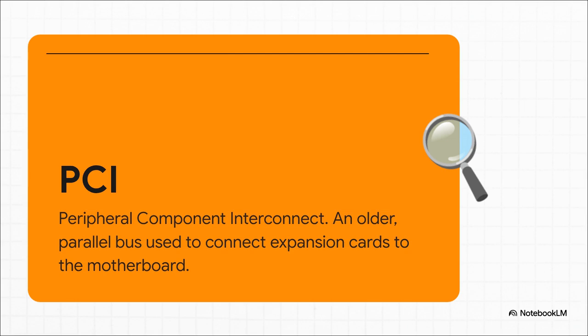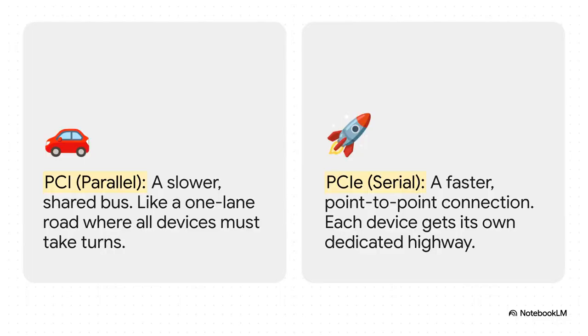Now, speaking of highways, let's talk about expansion slots. For a long time, PCI was the king. This was the slot you'd use for your sound card, your network card, pretty much anything that wasn't already built into the motherboard. But technology marches on. Components got way faster, and pretty soon, PCI just couldn't keep up. It became a serious bottleneck. And that's where PCIe, or PCI Express, comes in.